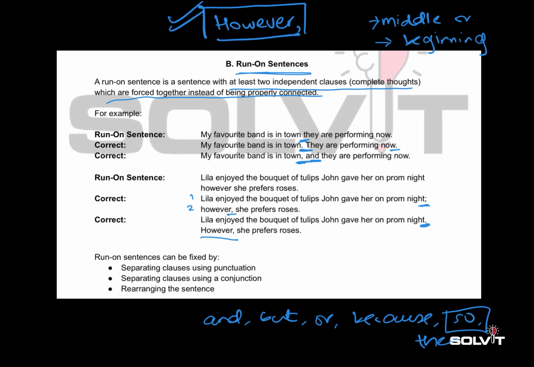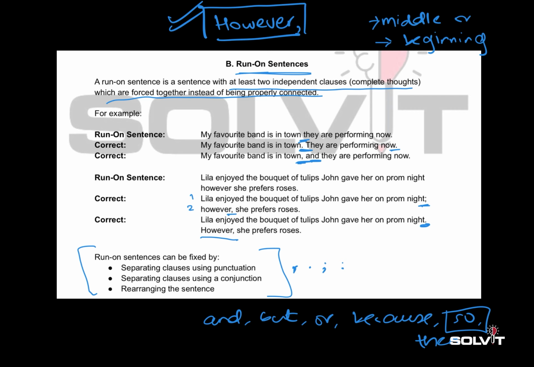So I've given you three different ways of fixing run-on sentences. Number one is separating clauses using punctuation. You can use a comma, a full stop, a semicolon, a colon, any of these, or any other punctuation marks you're aware of. Number two is separating clauses using a conjunction.